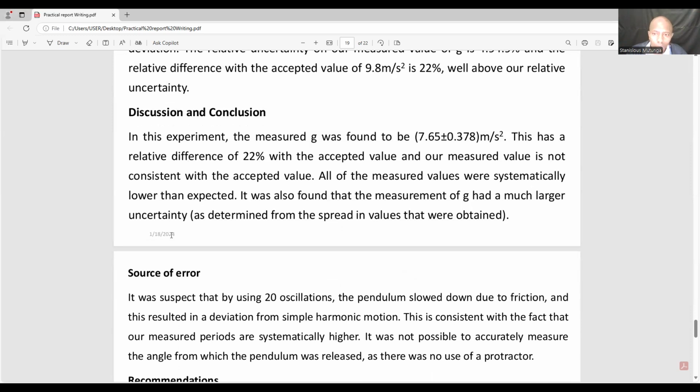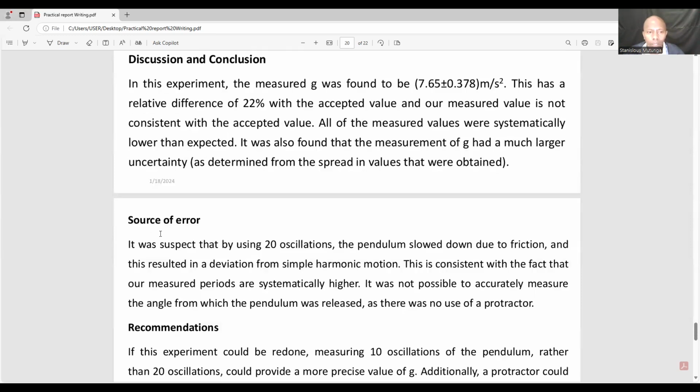It was found that the measurement of G had a much larger uncertainty, as determined from the spread in the values that were obtained. Why? That's the time now we are having the sources of error.